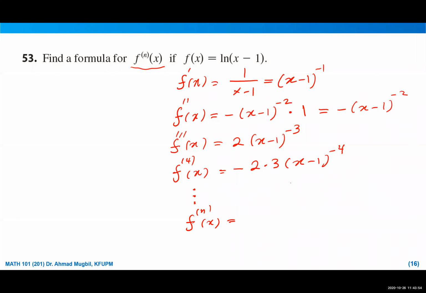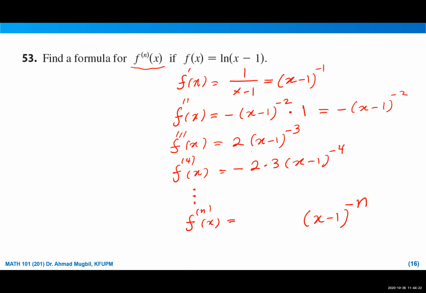Can you find, for example, the nth derivative, the fifth, the 10th, the 100th, and so on? So what do we have here? Look. Sometimes we will have negative and sometimes positive. Let's postpone the matter of the sign for a bit. Now tell me about this 2 times 3. Here it was 2. Here it was 1. So what is this? It will be x minus 1 to the power negative n. Here x minus 1 to the power negative n.